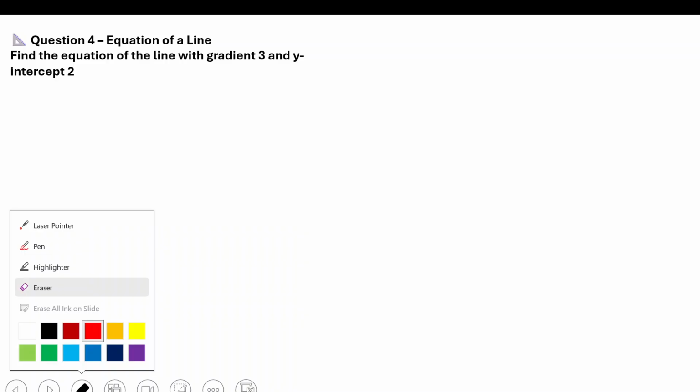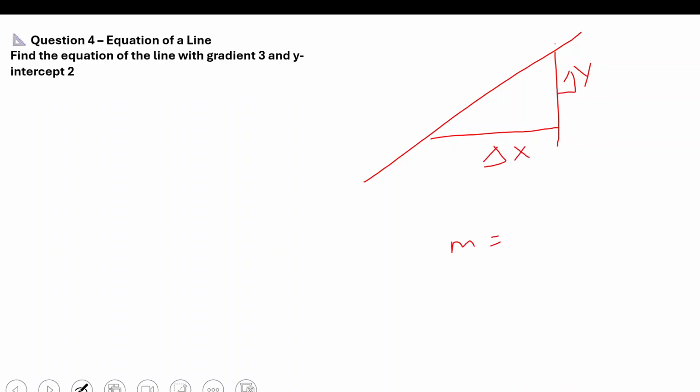Okay, what is a gradient? Gradient is also known as a slope. If I have a straight line like this, gradient is actually the ratio between the change in the y axis and the change in the x axis. So gradient m is equal to change in y over change in x. That is gradient, right? The change means that I'm going to look for the distance between this point and this point for y, and for x, the distance between this point and this point, right?